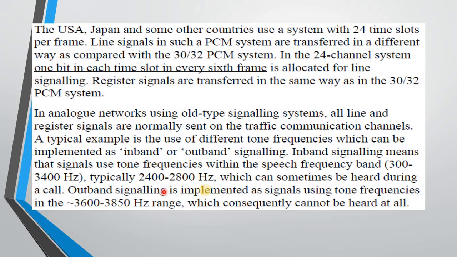While if some signaling is beyond that range, for example 3600 to 3850 hertz, then that signaling is beyond the speech range and is generally referred to as out-of-band signaling. While in-band signaling is generally in the range of 2.4K to 2.8K. I hope these two terminologies will also be used in other lectures as well. So for in-band and out-of-band, you will be able to get the concept of this signaling in case of the PCM system.